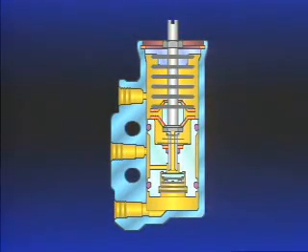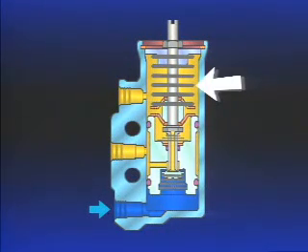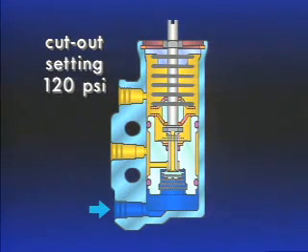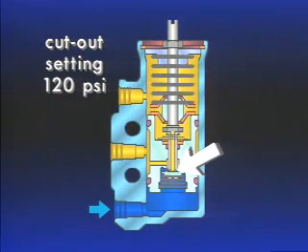Reservoir air enters the governor at its reservoir port. As air from the compressor builds reservoir pressure, the governor's piston and valve move together against the resistance of the pressure setting spring. When reservoir pressure reaches the cutout setting of the governor, typically 120 psi, the piston will have moved sufficiently to seal the exhaust and open the inlet.